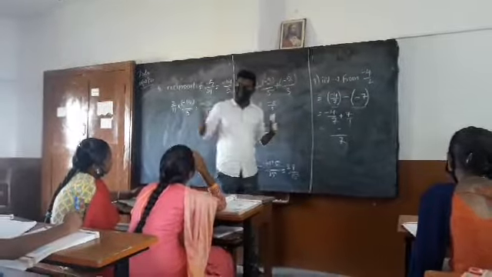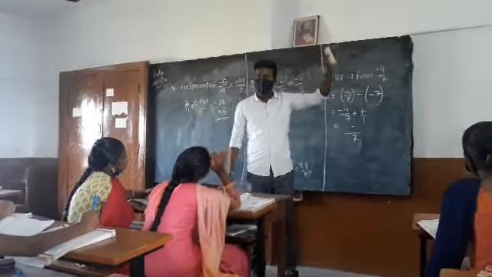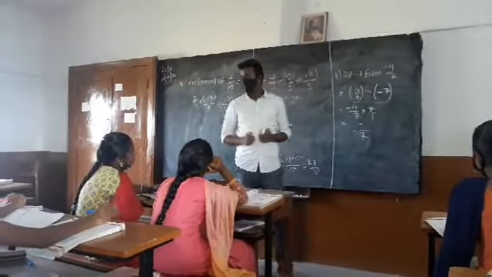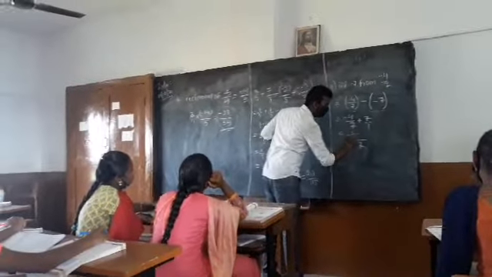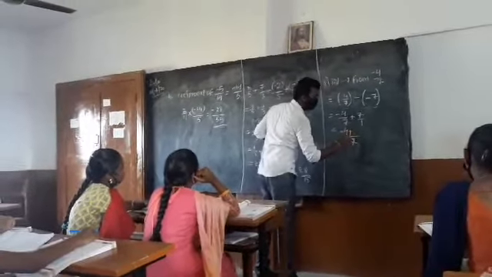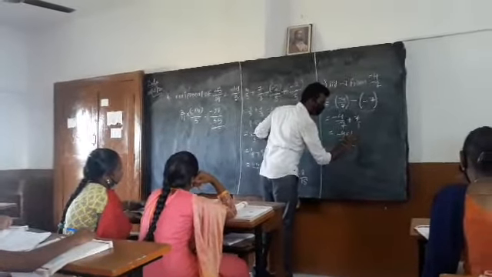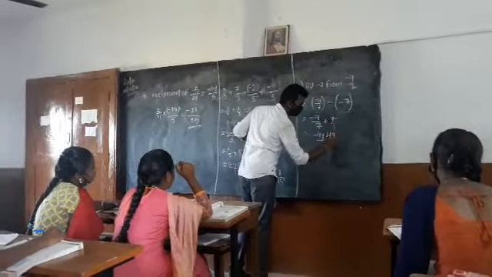1 into something. 1 into 1 lakh. 1 into 1,000. 1 into minus 1 crore. Understood? 1 into minus 4? Very good. Plus 7. 7 times 7 into 7. 7 into 7 is 49.